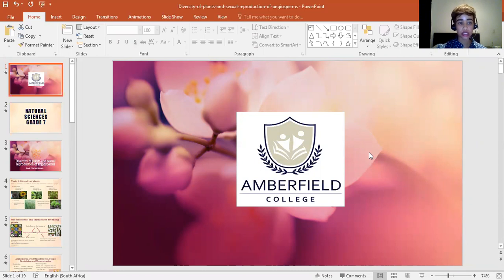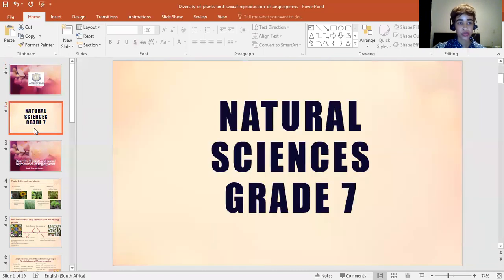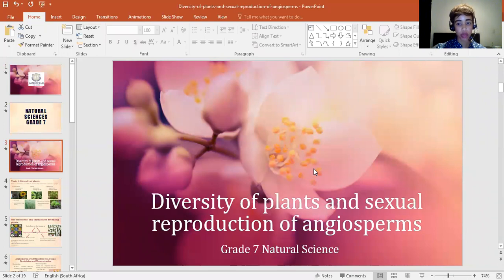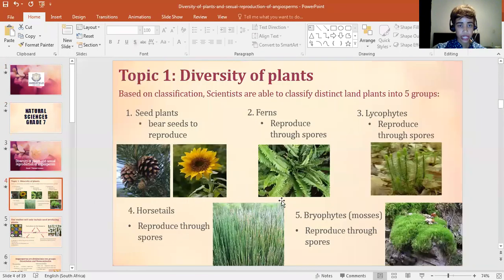This first natural sciences lesson is going to be a recap on the slides that you were given for your holiday work. The first topic we'll cover is diversity of plants and sexual reproduction of angiosperms. Okay, so the word diversity means differences. Scientists are able to classify land plants into 5 groups. The first 2 are the most important ones that we will be focusing on. The seed plants, those that can bear seeds to reproduce, and those that can reproduce through spores, like ferns.